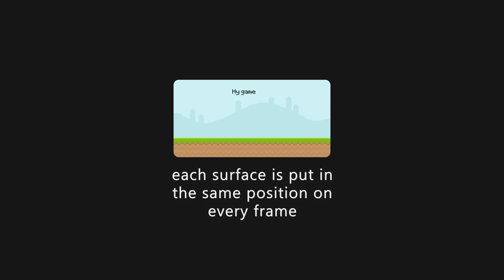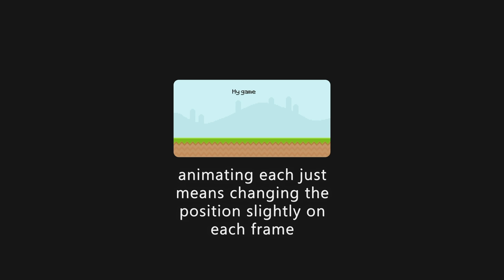Now, the problem for us right now is that we are placing all of these images always in the same position. And this is why they look static to us. But if we were to update the position of each of these surfaces, we would get a moving image. So really, all we have to do in the most basic sense is when we use screen.blit, we don't use one constant position. Instead, we use a variable that we continuously update.